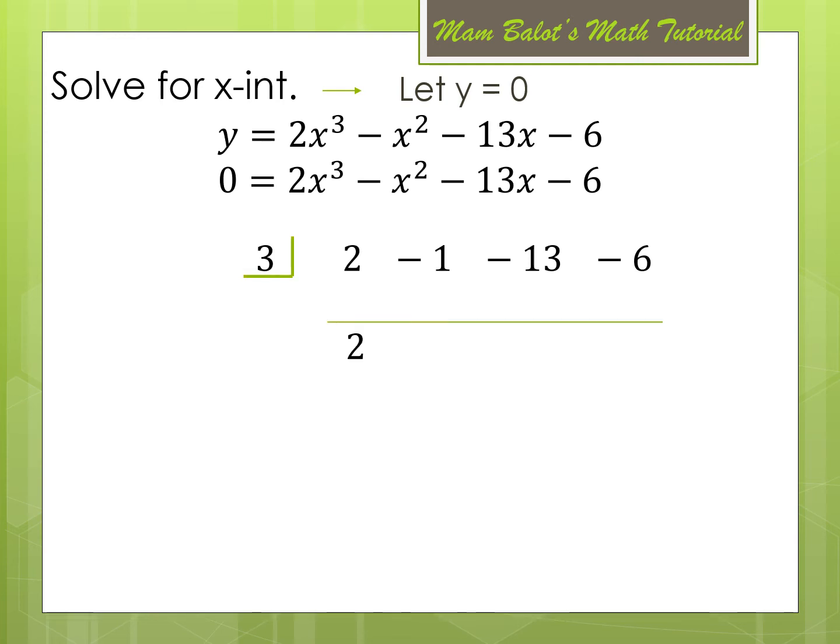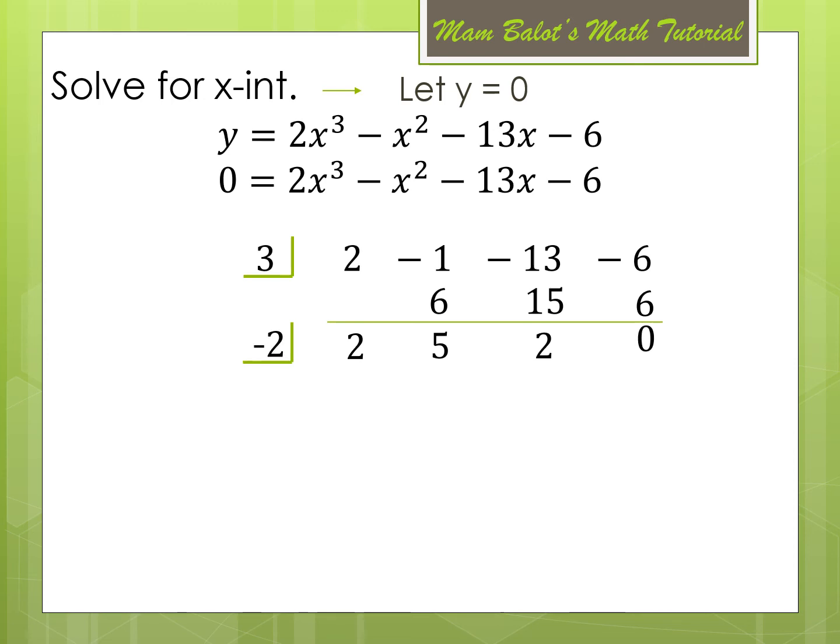We bring down 2, times 3, we get 6. Minus 1, we get 5. Times 3, we have 15. Minus 13, we get 2. Then 2 times 3 is 6. Minus 6, we get 0. So 3 is one of the x-intercepts of that function.